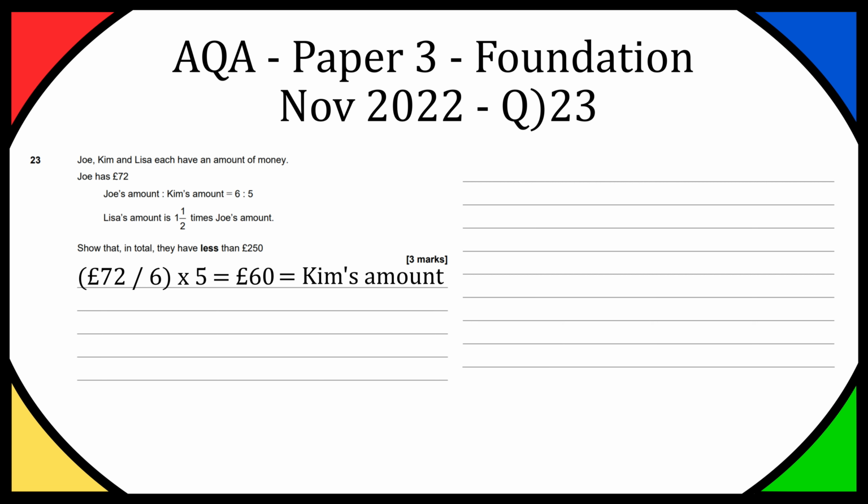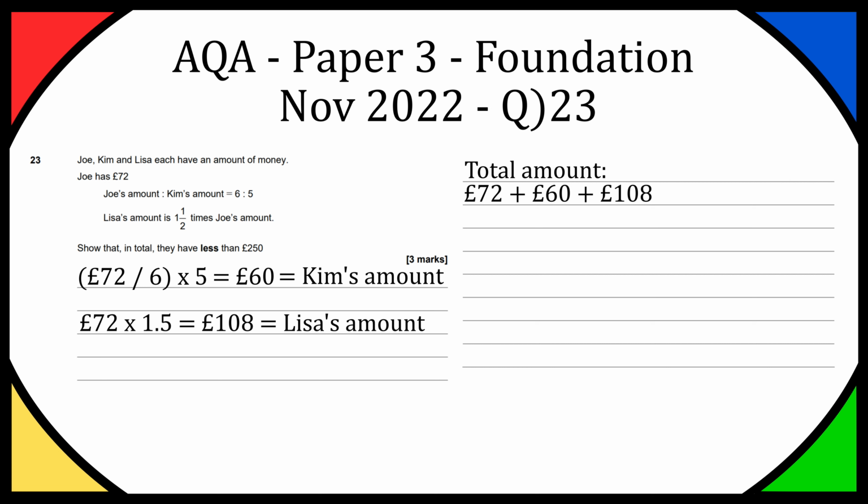So we take the £72 of Joe, and we know Lisa has 1.5 times Joe's amount, so we times it by 1.5, and that gives us £108. So £108 is Lisa's amount, and now we know everyone's individual amount. We can just add them all up and see if they add to less than £250. The total amount is £72 plus £60 plus £108, which is equal to £240. £240 is less than £250, so they have less than £250. So that's the final answer. It should get you all 3 marks.